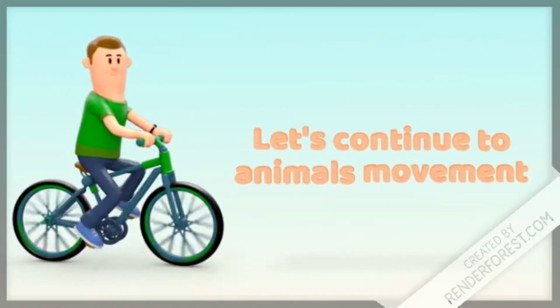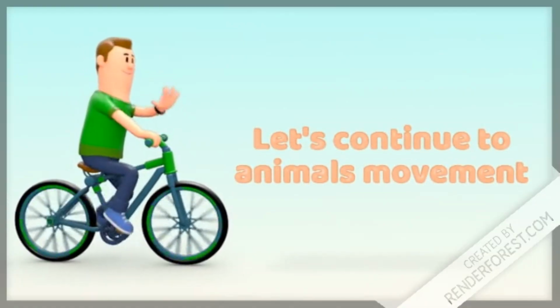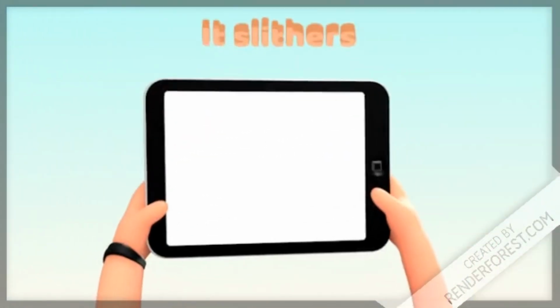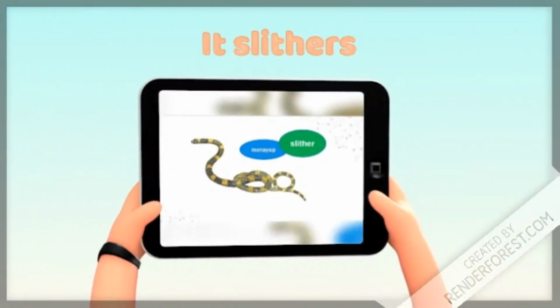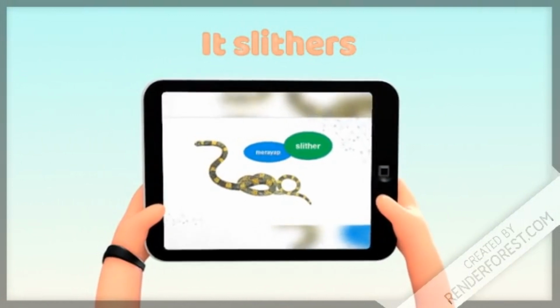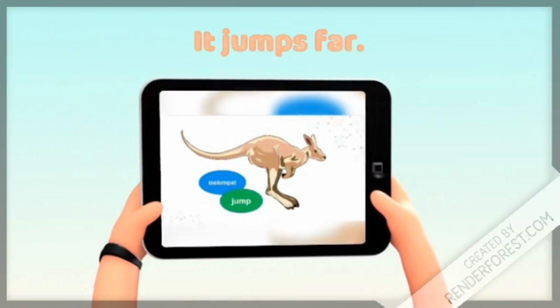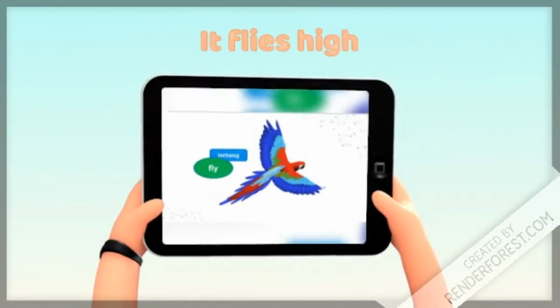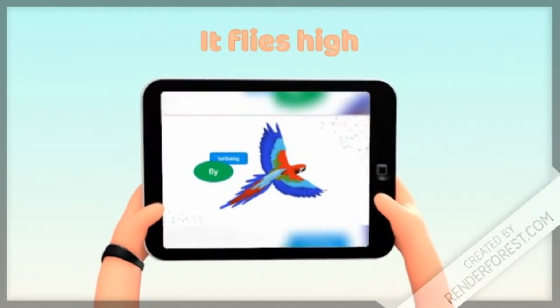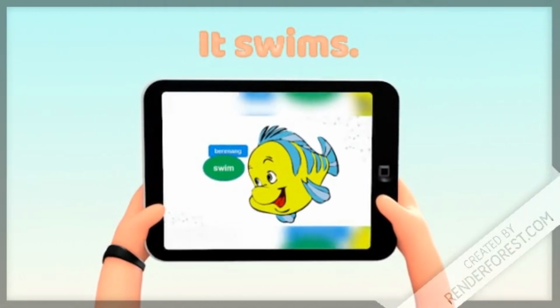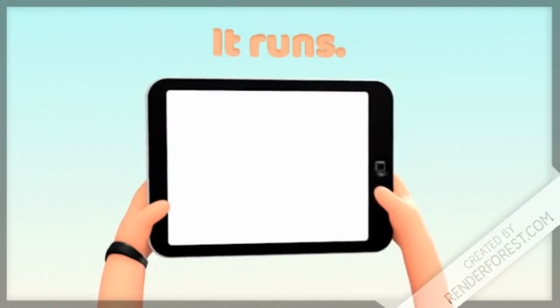Let's continue to animals' movement. It slithers. It jumps far. It flies high. It swims. It runs.